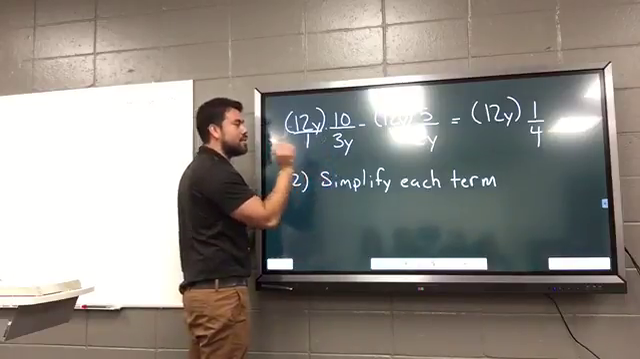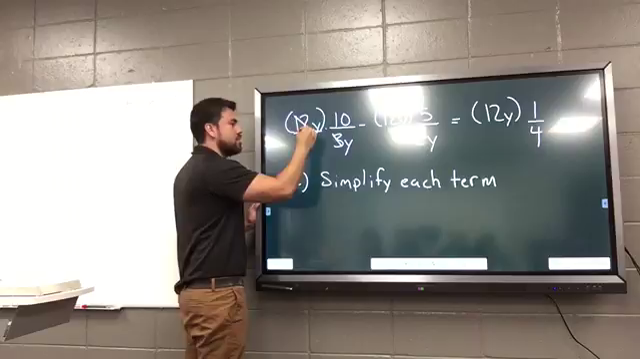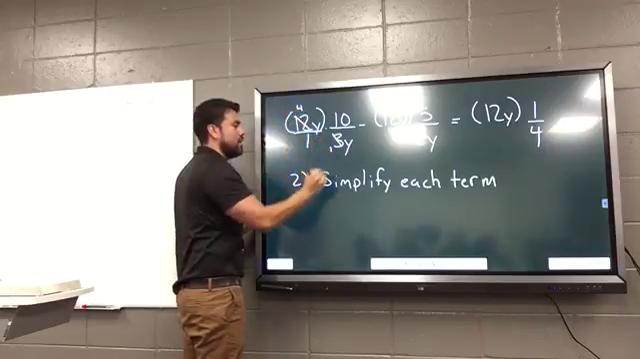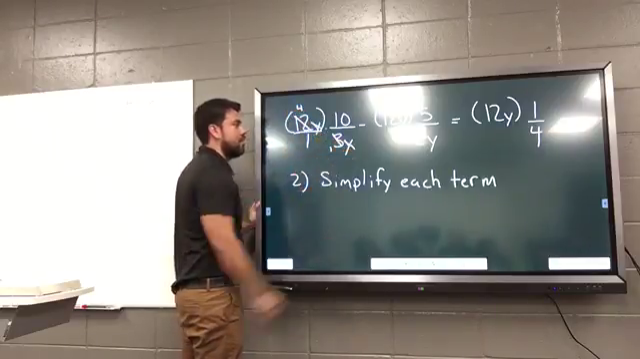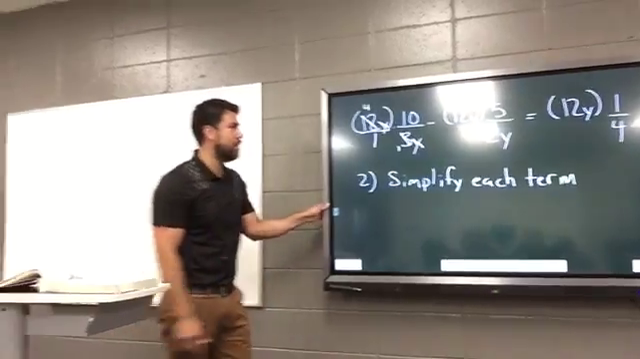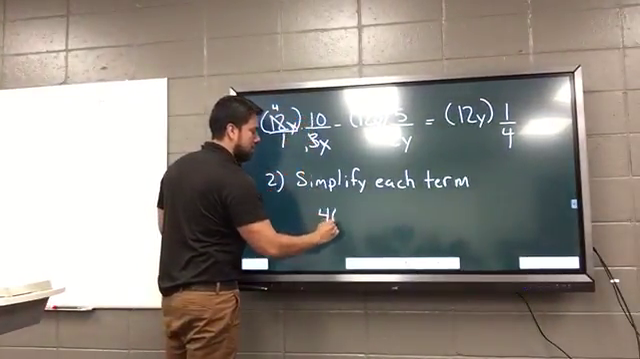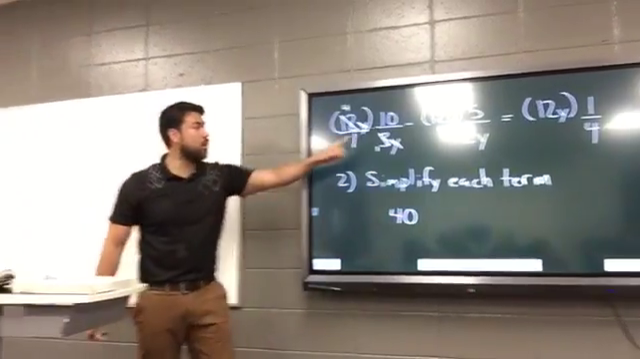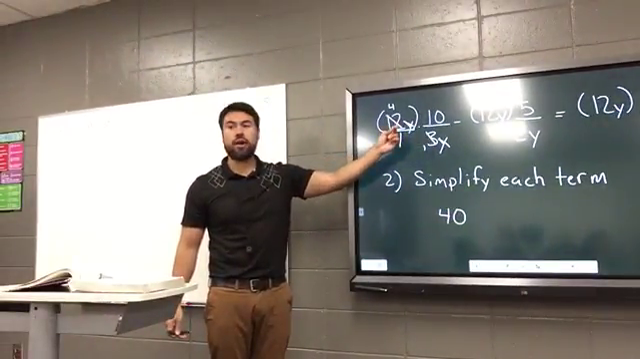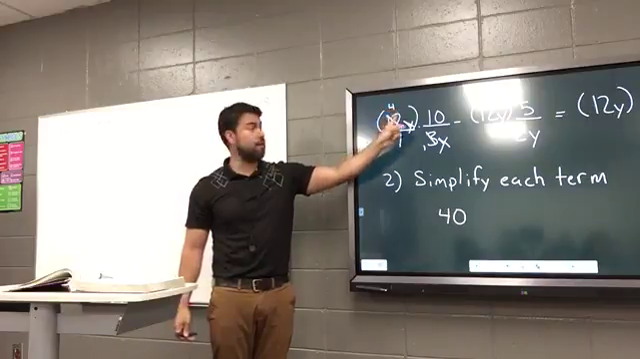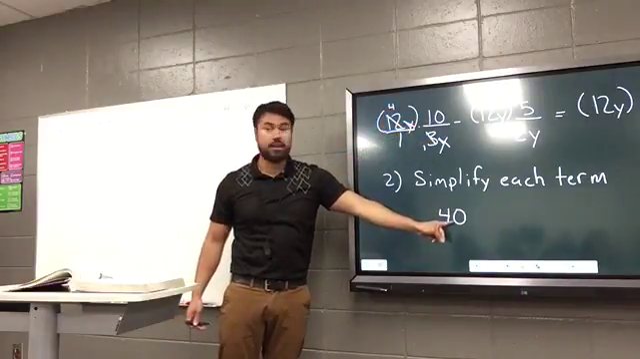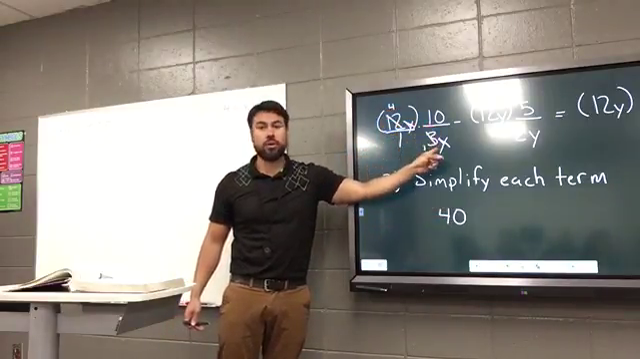Okay, let's take it one step at a time. Can the 3 and the 12 cancel? Yes. That gives me 4 and 1. Can the y's cancel? Those are completely gone now. What am I left with here? 4 times 10, which is 40. Do you see how the 3y canceled out with that 12y and gave me 4? 4 times 10 is 40. That's a lot easier than 10 over 3y.